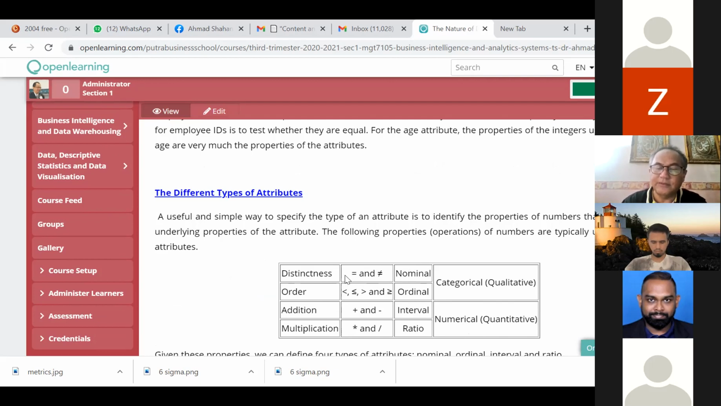Distinctive category is, for example, matrix number is a distinctive category. It is data, it is a distinctive number. For example, your IC number, your ID is distinctive, so it is called nominal. Order is still category, but you can say good, bad, worse, or you can put ranking, grade A, grade B, grade C. So it is by order.